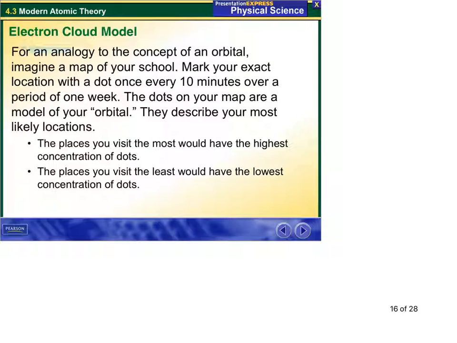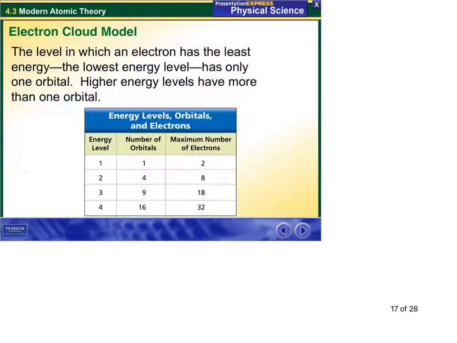And there's a little analogy that would represent an orbital. If you mark your exact location with a dot once every 10 minutes over a period of 1 week, the dots on the map are a model of your orbital. They describe your most likely location. Places you visit most often would have the most dots. Places you visit the least would have the least dots.